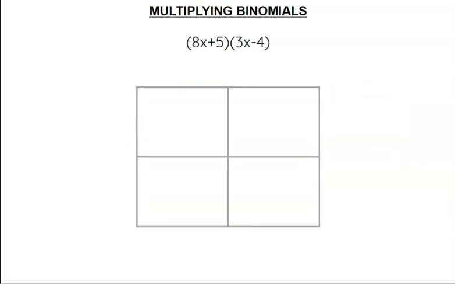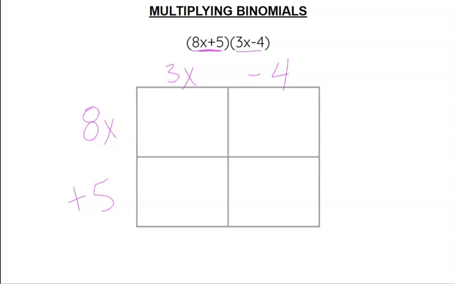So we're going to start by setting up our box. So we'll take that first parenthesis, 8x plus 5, and put it on the side. And then we'll do our second parenthesis, 3x minus 4, on the top. Break up those terms at the addition or subtraction sign.